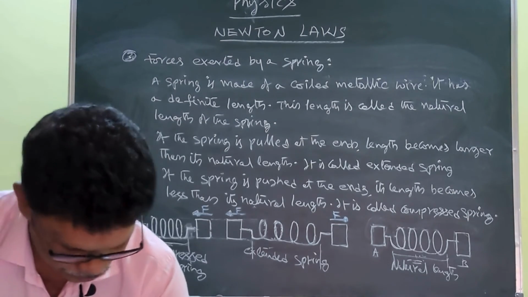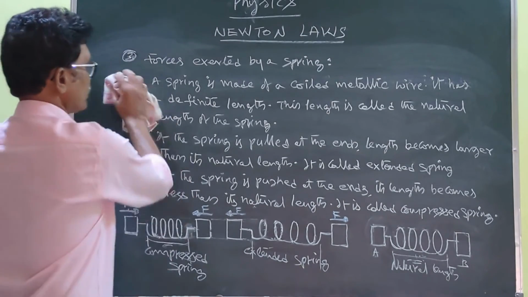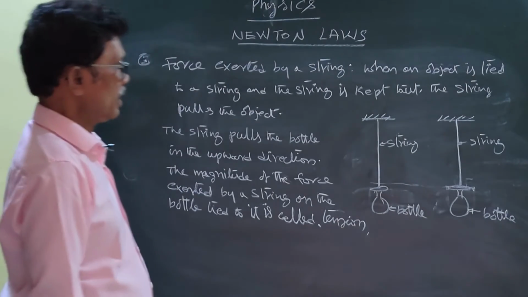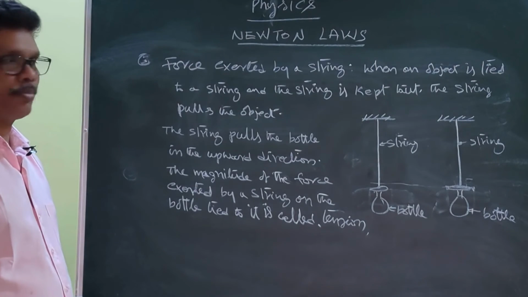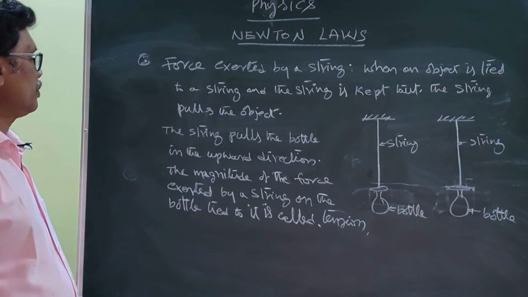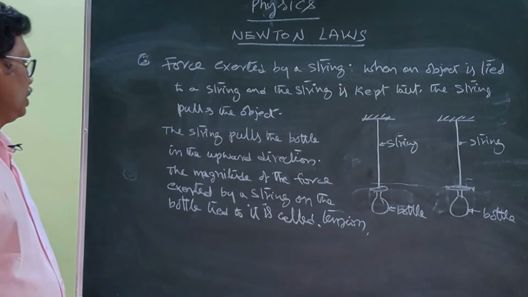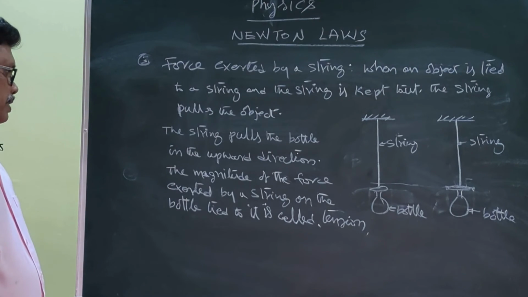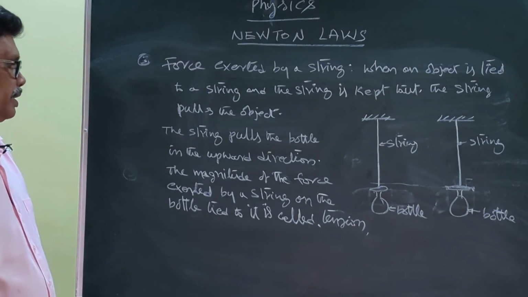Another one, force exerted by a string. Next force, the force exerted by a string. When an object is tied to a string and the string is kept taut, the string pulls the object. The string pulls the bottle in the upward direction. The magnitude of the force exerted by a string on the bottle tied to it is called tension.